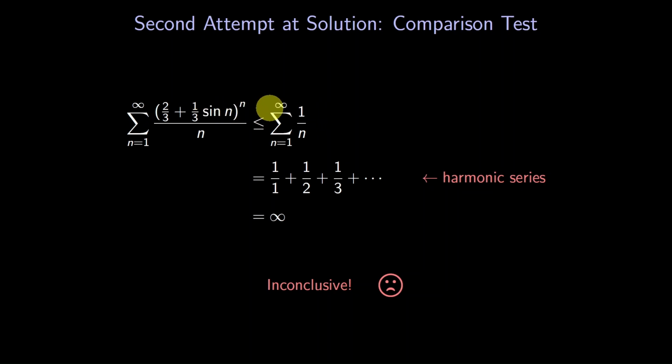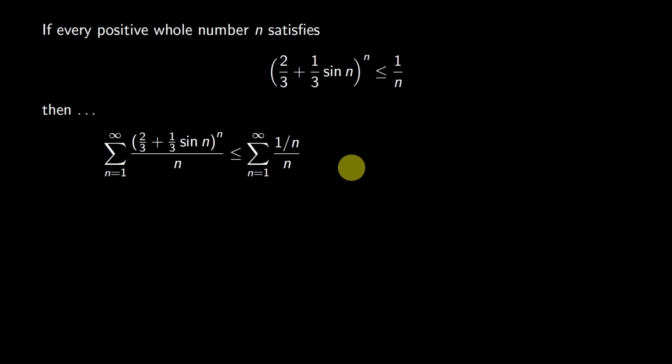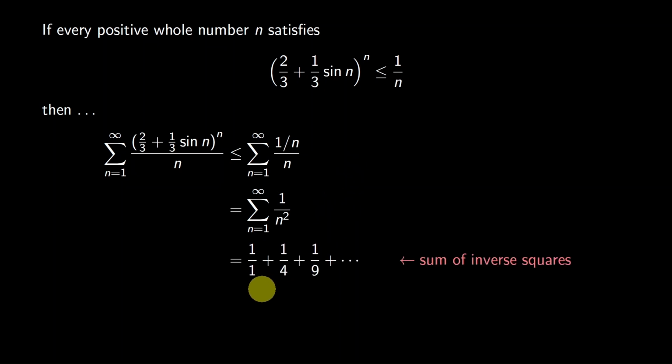Let's try again. For example, suppose the numerator were bounded by 1 over n for every positive whole number n. That would be great. We could then bound the original sum as follows. And we can simplify. Does this new sum look familiar? Let's expand it out. Now does it look even more familiar? It's the sum of the inverse squares.